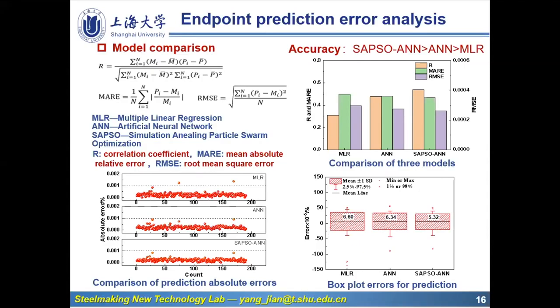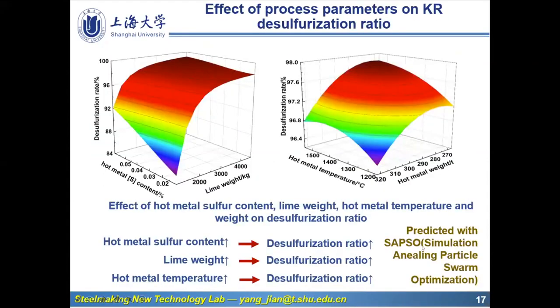So we use this model, the simulation annealing particle swarm optimization model, to predict the effect of the process parameters on the KR desulfurization ratio. And here is the effect of the hot metal sulfur content, lime weight, the hot metal temperature and the weight on the desulfurization ratio. With increasing hot metal sulfur content, the desulfurization ratio is increased. And with increasing the lime weight and the hot metal temperature, the desulfurization ratio is also increased.